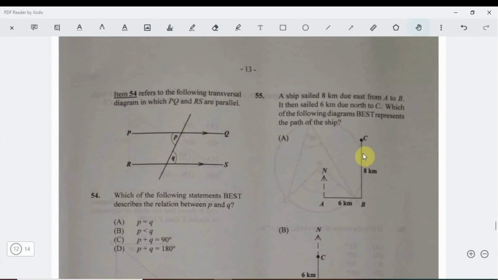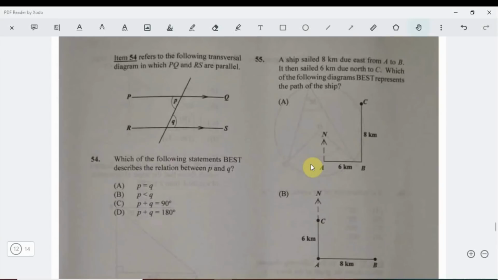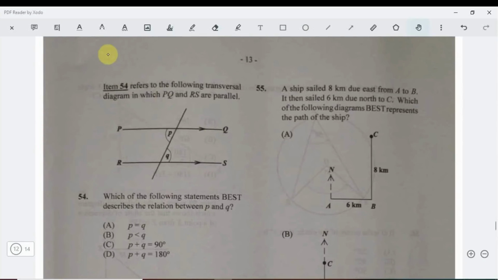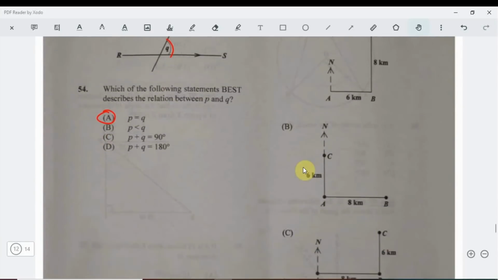All right, question 54. It says, which of the following best describes the relationship between P and Q? Now realize we have two parallel lines and a transversal line. So P is going to be equal to Q. That's just option A. P equal Q. There's nothing much to that question there. That's a big repeat.